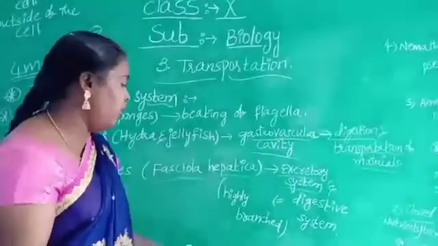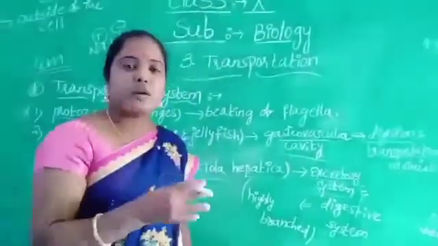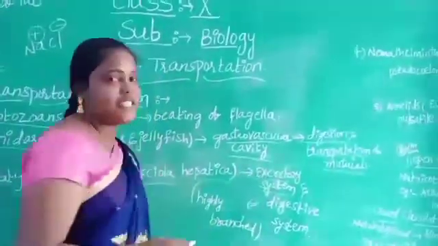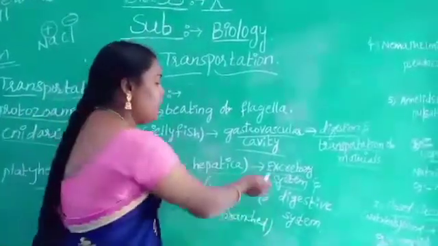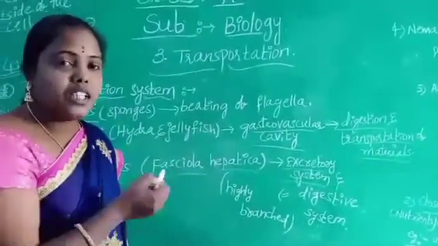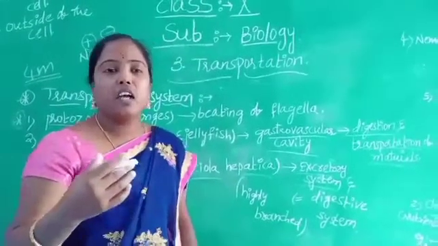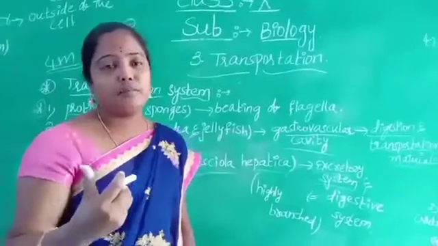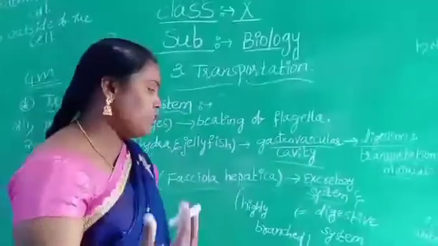For example, Fasciola hepatica. This organism takes food from outside and also releases the waste materials through the excretory system. Then what is the function of the digestion system? This type of organism contains a very highly branched digestion system.